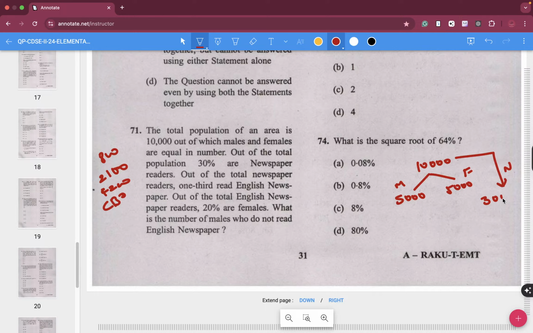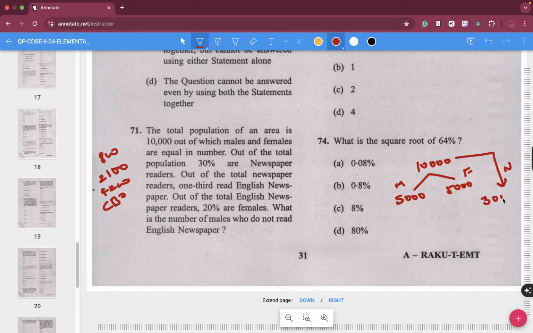Now question number 74. What is the square root of 64%? Now this is a very interesting question. Look at the question over here. What is the square root of 64%? What is the meaning of percent? The meaning of percent is 1 by 100. Always keep that in mind. Which is equal to how much? Root under 64 by 100, which means 8 by 10, which means 0.8.